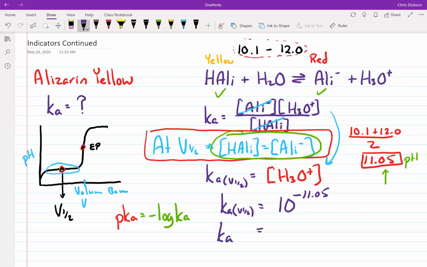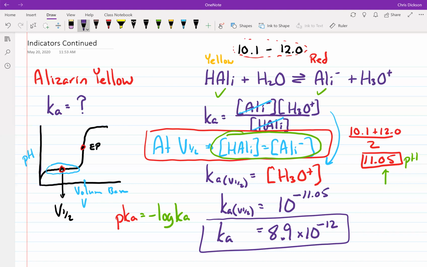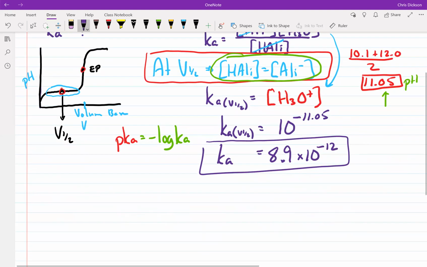Now, of course, Ka at V half is the same as Ka at V 1/5 or Ka at V nothing. K is just constant. So we'll go 10 raised to the negative 11.05, and we get a value of about 8.9 multiplied by 10 to the minus 12. Okay, so that's a fairly weak acid then. That's fairly weak there. Okay, so just a quick review of a question we did yesterday.